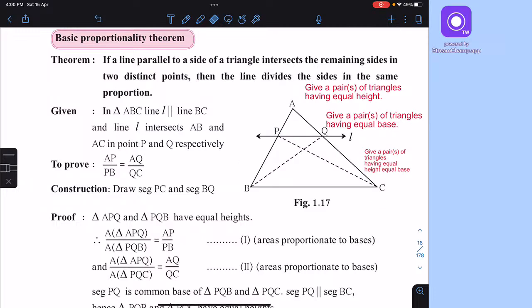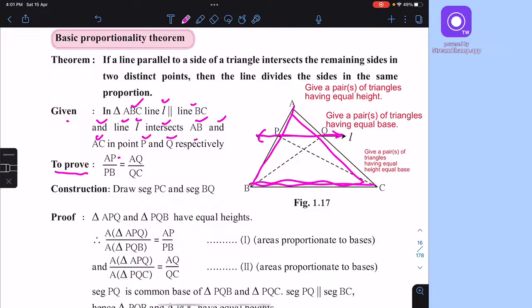So, as I told you, given in triangle ABC, line L is parallel to BC. This line L is parallel to the side BC, and line L intersects AB and AC in the points P and Q respectively. This is given. To prove that AP upon PB is equal to AQ upon QC. This is to be proved.